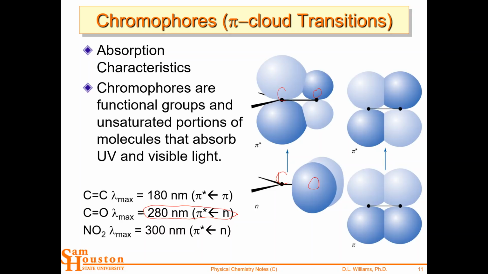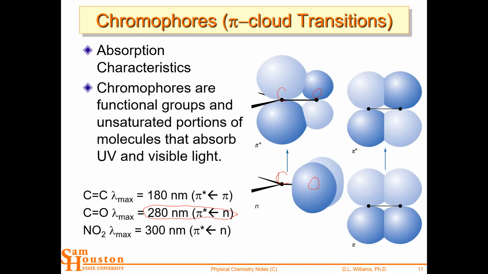So not really a strongly colored thing. How can we get that wavelength more into the visible region? So the visible region really starts at 400 nanometers. And here we have a carbonyl group that absorbs at 280 nanometers, an n to pi star transition. How can we move that into the visible region?